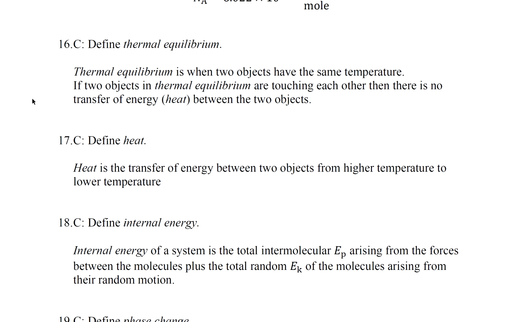Question 16. Define thermal equilibrium. Thermal equilibrium is when two objects have the same temperature. If two objects in thermal equilibrium are touching each other, then there is no transfer of energy or heat between the two objects.